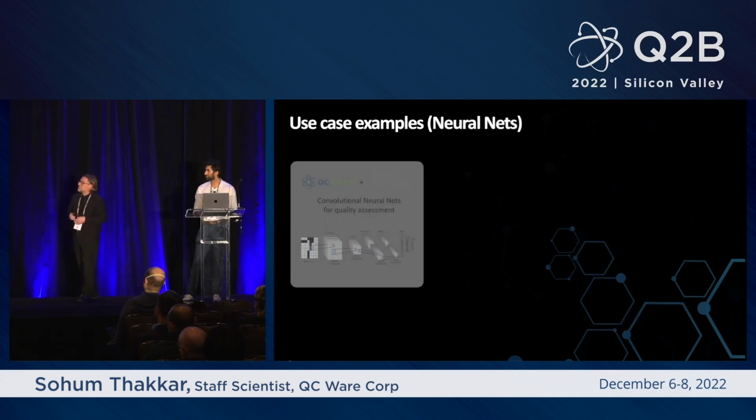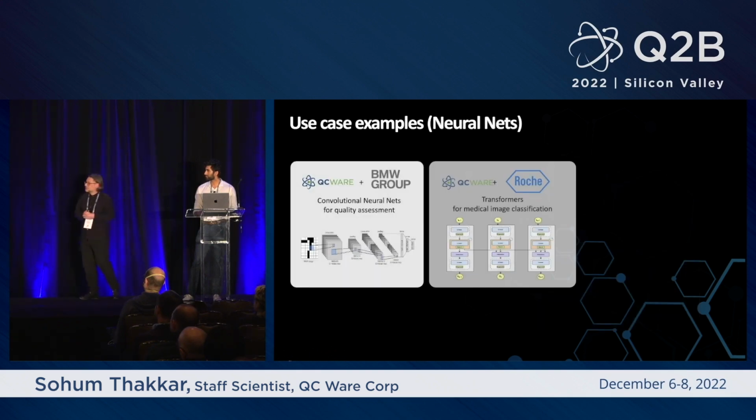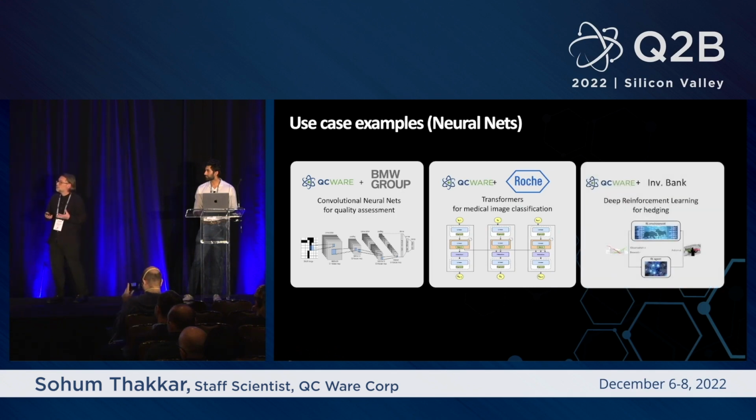Here are some more examples that have to do with neural networks. These are cases where we used our orthogonal and geometric layers within neural network architectures. We did it with BMW Group to design convolutional neural networks for quality assessment. We used it with Roche to construct vision transformers, and we used it for diagnostics, for medical image classification. And in an ongoing project with one of the top 3 investment banks, we used our neural network techniques within the framework of deep reinforcement learning for the use case of hedging.